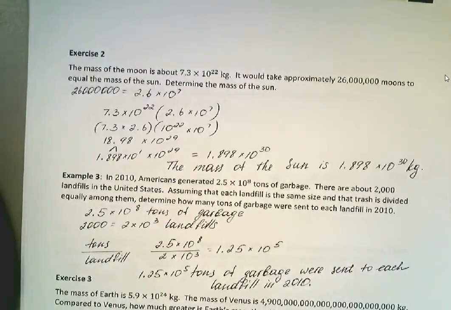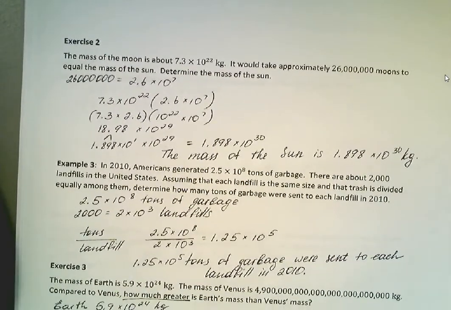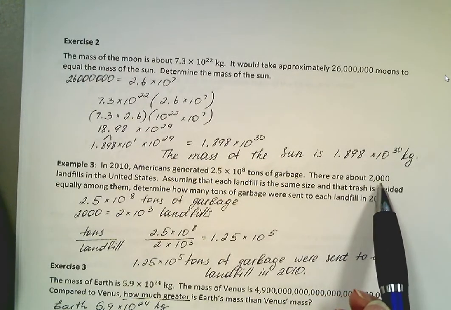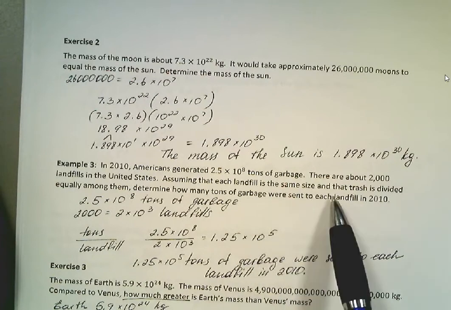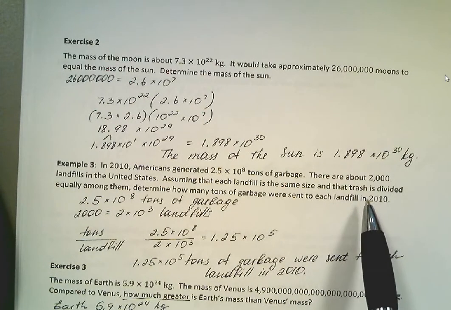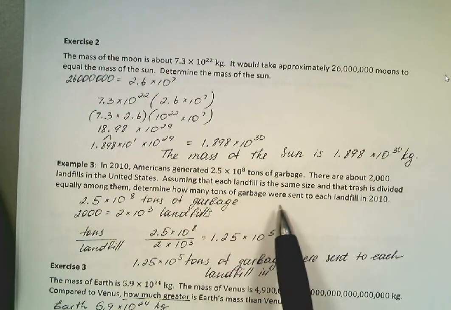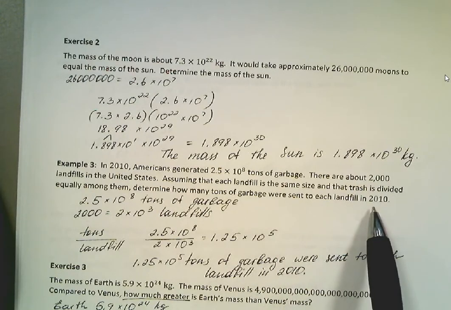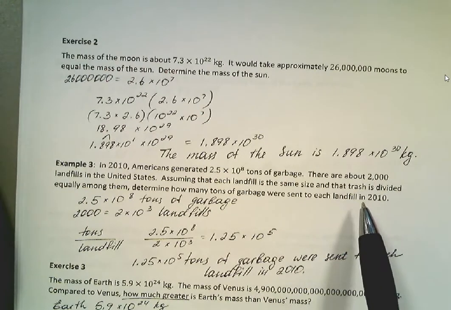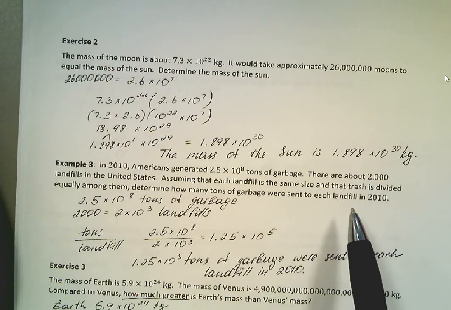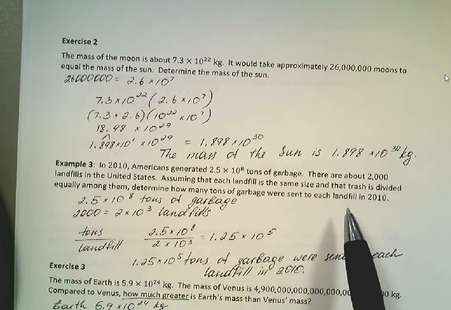Example 3. In 2010, Americans generated 2.5 times 10 to the 8 tons of garbage. There are about 2,000 landfills in the United States. Assuming that each landfill is the same size and that trash is divided equally among them, determine how many tons of garbage were sent to each landfill in 2010. So we know how much total garbage we have. We know how many landfills there are in total. We want to see the amount of garbage for each landfill, and that is a division problem.